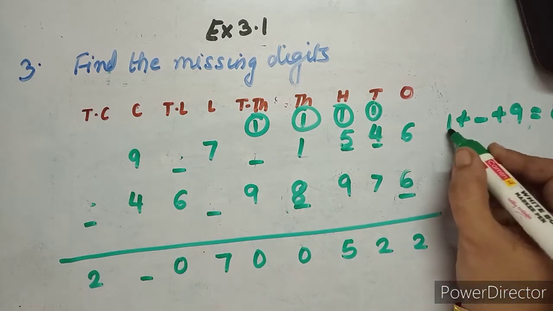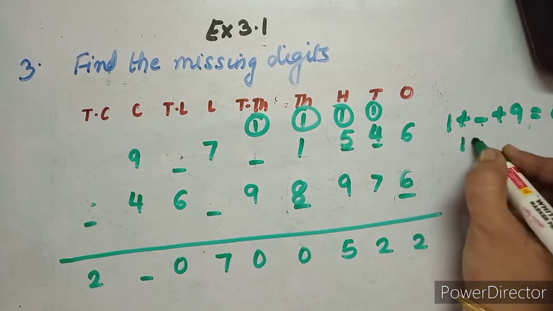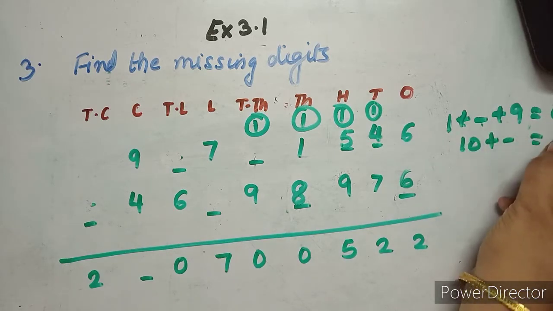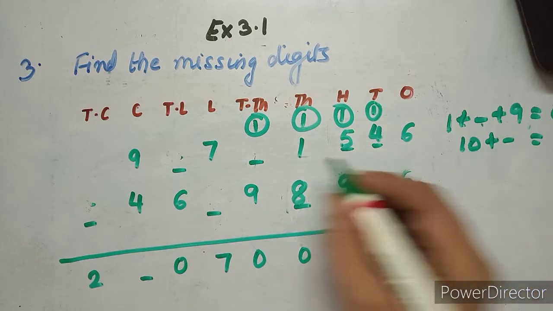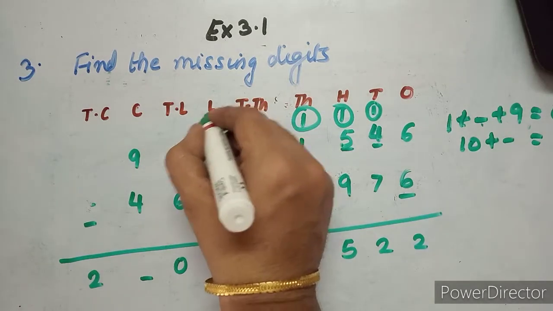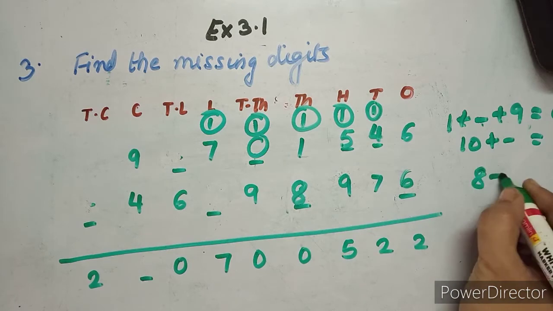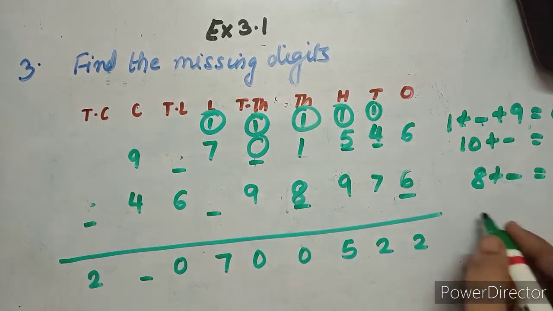That means 1 plus blank plus 9 is equal to 0. That means here you get 10 plus blank is equal to 10. So blank will have your 0. Okay, so this will give you 10. Again 1 carry. So 1 plus 7 is 8 plus blank will give you 7.